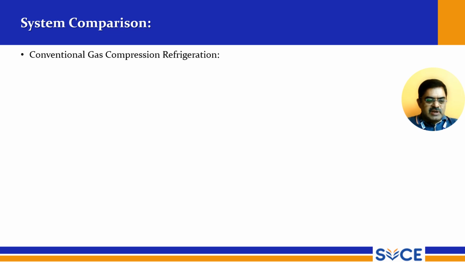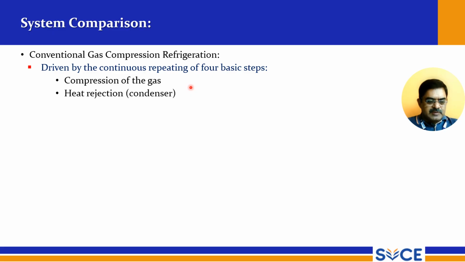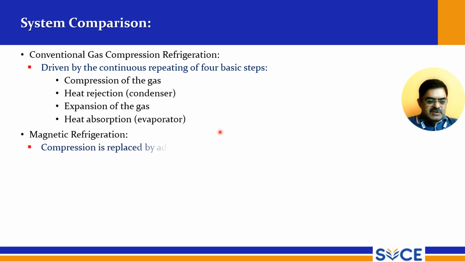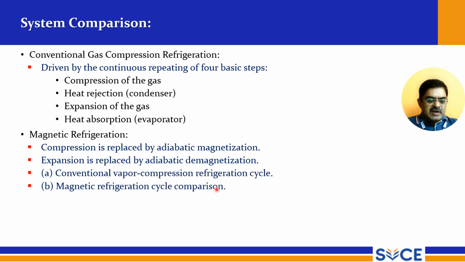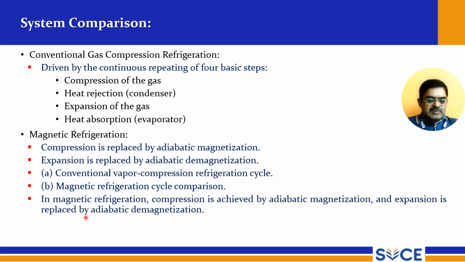Now, system components. Conventional gas compression refrigeration is driven by continuous repetition of four basic steps: compression of gas, heat rejection in the condenser, expansion of gas, and heat absorption in the evaporator. In magnetic refrigeration, the compression is replaced by adiabatic magnetization and expansion is replaced by adiabatic demagnetization, compared with the conventional vapor compression refrigeration cycle. So these are the system comparisons.